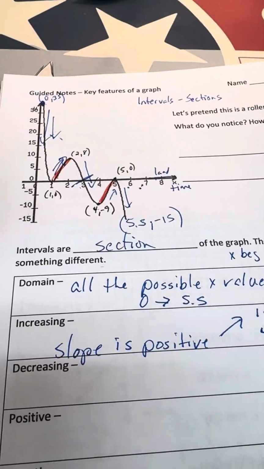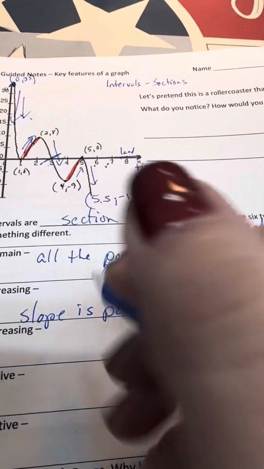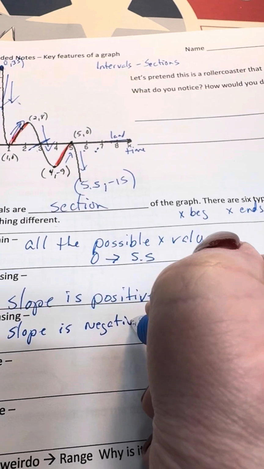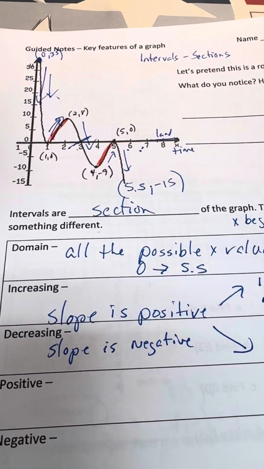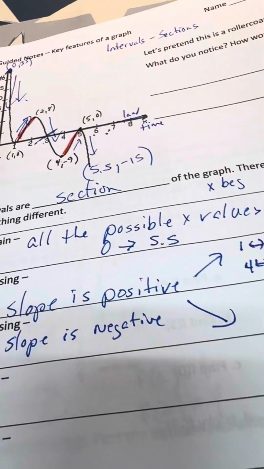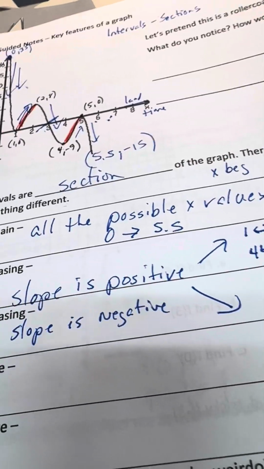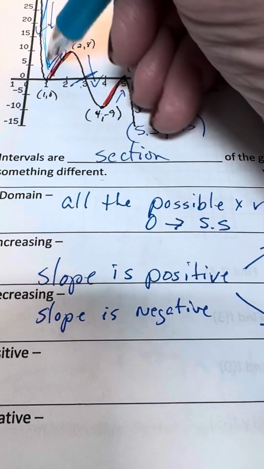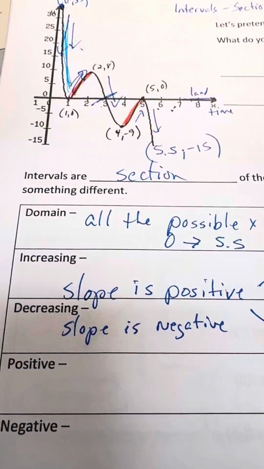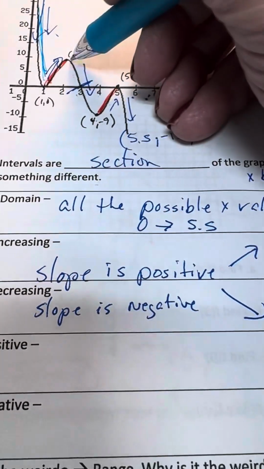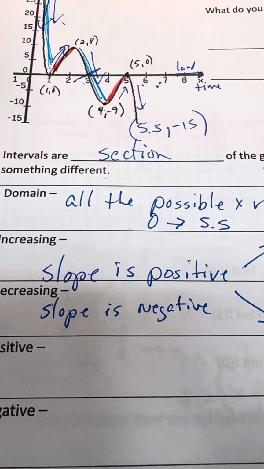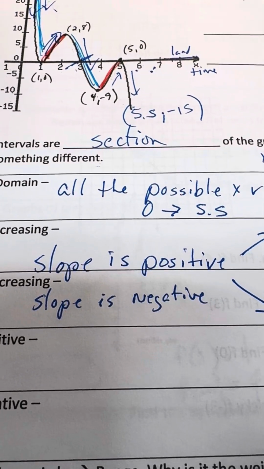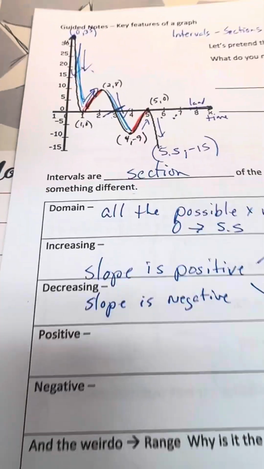Now, I could also have decreasing, which is where the slope is negative. And so it is going down. And if I look at my example here, I've got 1 that's going down between 0 and 1. I've got 1 between 2 and 4. And then I get 1 from 5 on. We'll say 5 to 5.5. We'll talk about how to treat that in a minute. Okay?